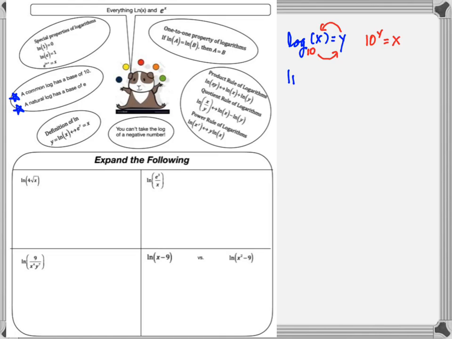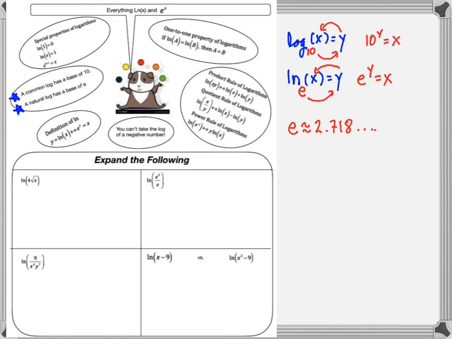I should write it ln of x equals y, and this is going to be the base of e. E we discovered in our earlier lessons and assignments, and we can rewrite this as e to the y equals x. If you remember that e is going to be approximately 2.718, and that goes on forever.